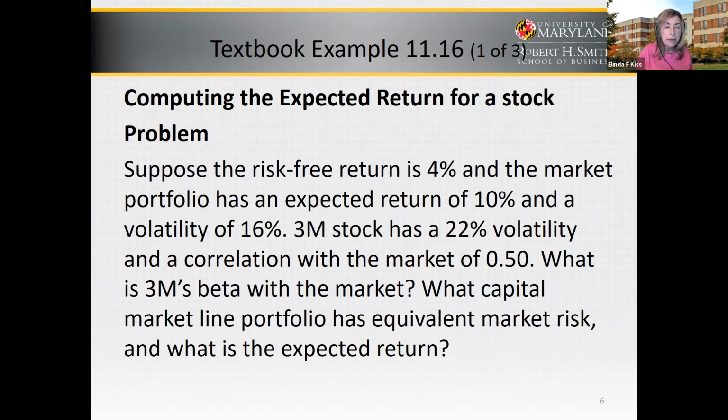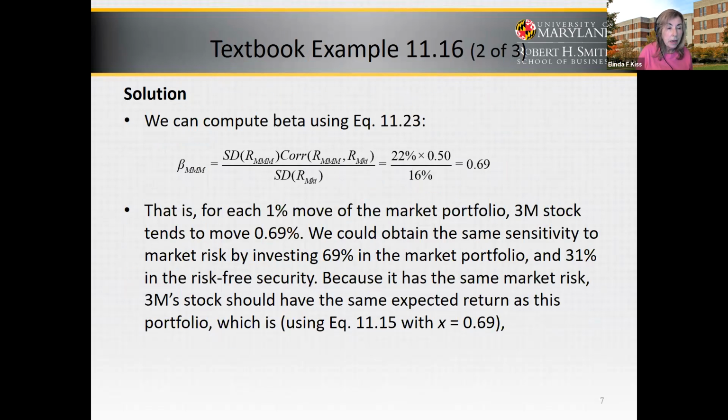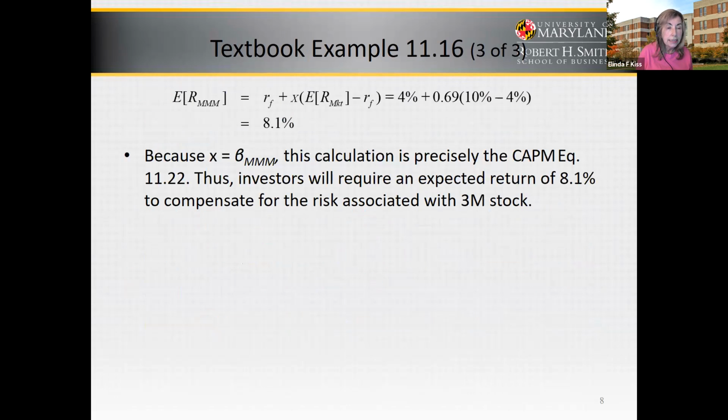You can stop, pause the video, and read the problem on slide 6 from the textbook, which shows how to calculate the beta on slide 7. But what we are interested in is in slide 8, using CAPM. You can see that investors require an expected return of 8.1% to compensate for the risk associated with this stock. So let's turn for a minute to the Excel, new share here.